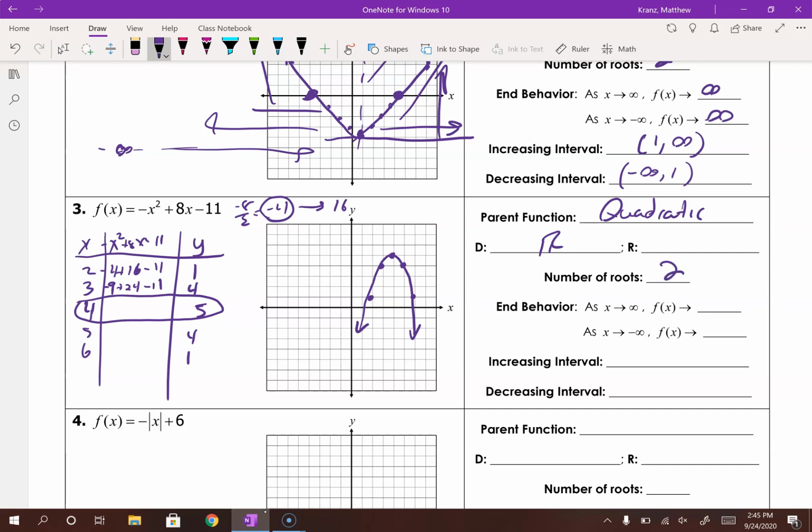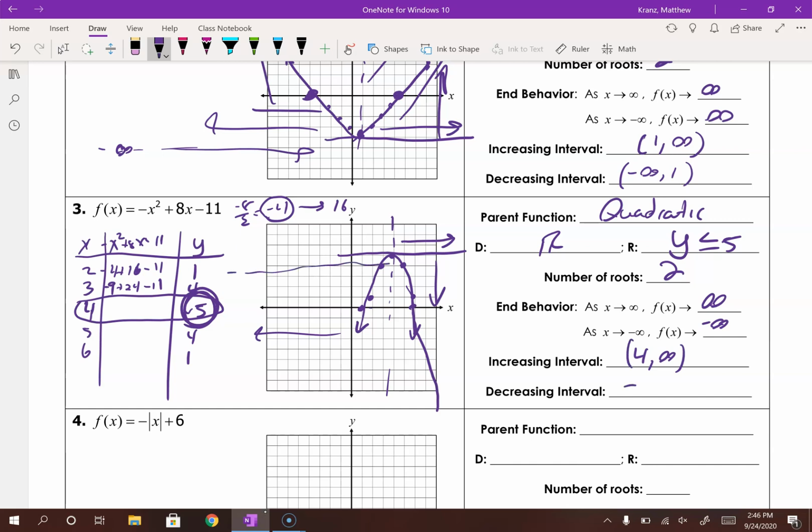So we have 2 roots, because this is where it meets, right there and right there. Our range is from this point down. And remember, we're using this number here. So y is less than or equal to 5, because we're going down. And behavior, well, as x gets bigger, this is going to keep creeping this way. So it goes to infinity, and this one goes to negative infinity as x goes that way. Our increasing interval, well, we're at 4, so on this way we're getting bigger, so we're going from 4 to infinity, and on this side we're going from negative infinity to 4.